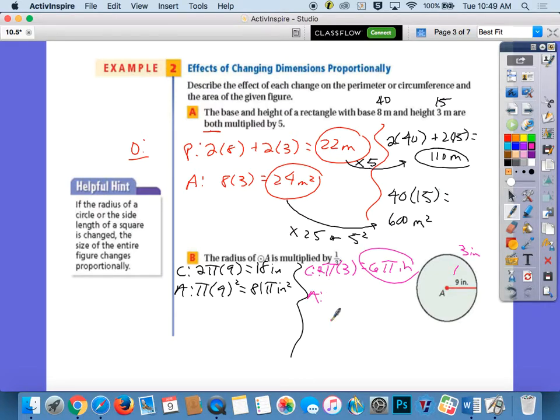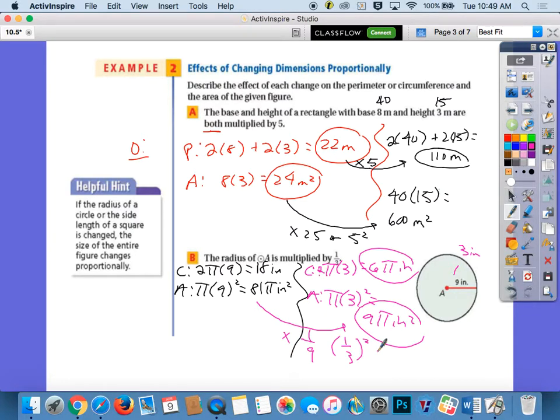And let's look at our area. Pi r squared, so pi times 3 squared is going to be 9 pi inches squared. This is divided by 9, or multiplied by 1/9, which is the same. It fits our pattern. That's the same thing as 1/3 squared.